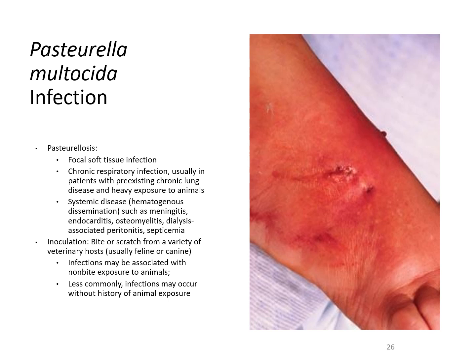You can also have a systemic type disease, causing something like meningitis, endocarditis, osteomyelitis, or septicemia. The patient is actually inoculated through a bite or scratch. You can see this a lot with veterinarians who may be exposed through dog bites or cat bites and scratches. You can also have infections associated with non-bite exposure, and less commonly, infections can happen without any history of exposure.